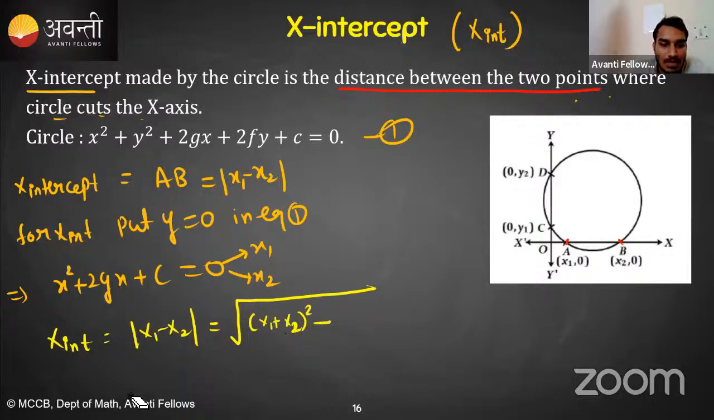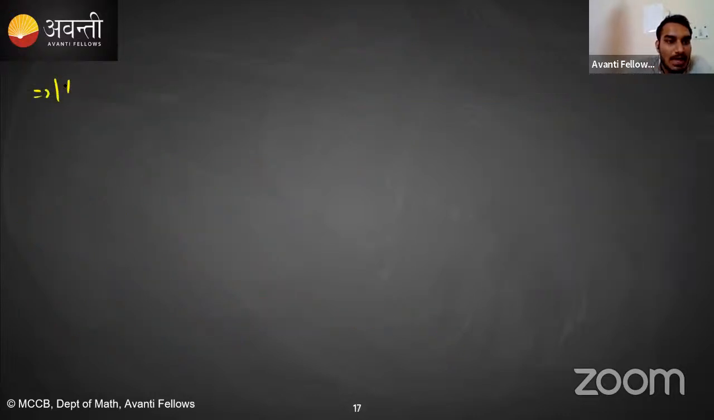Does it ring a bell? You studied in quadratic equations that the difference of roots can be given as the square root of (x1 plus x2) whole square minus 4x1 x2, right? And in the quadratic equation, we directly derive the formula that this is nothing but root d by a. Remember, right? So mod x1 minus x2 is nothing but under root d by a.